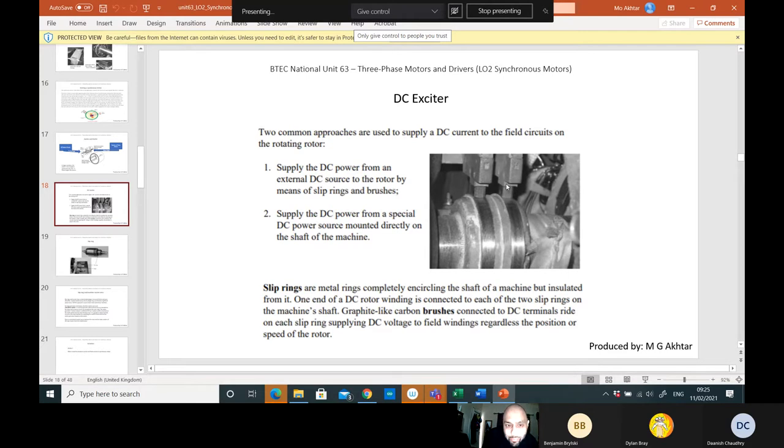Do you all understand that? Yeah. You can copy these parts down as well, this information, to answer that question. So they figured out other ways of exciting motors.